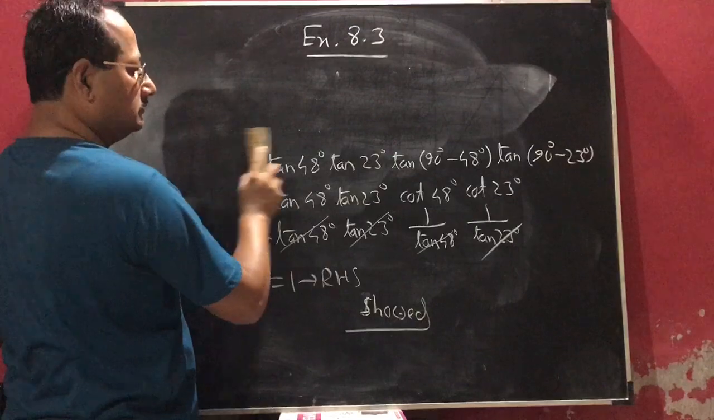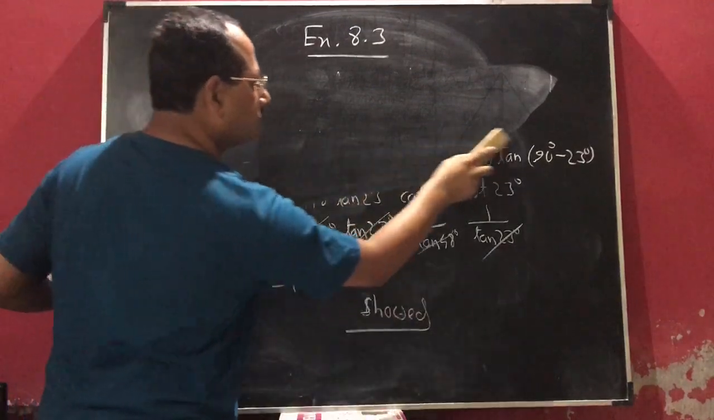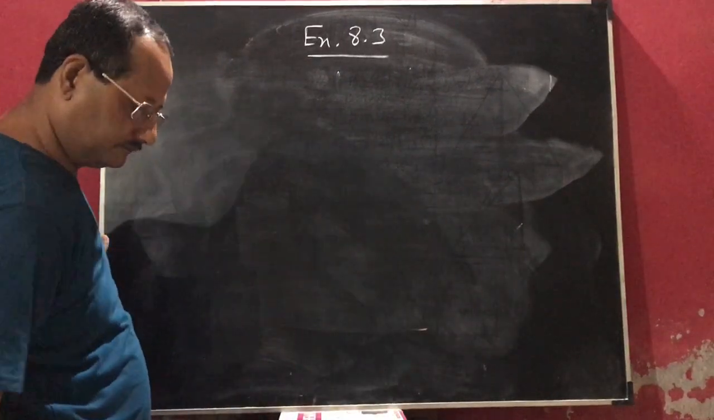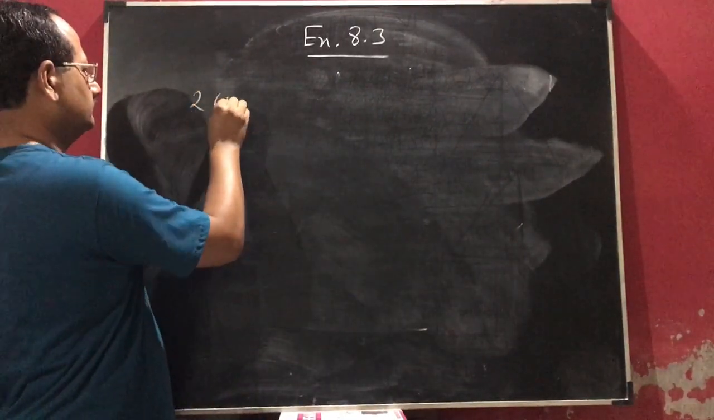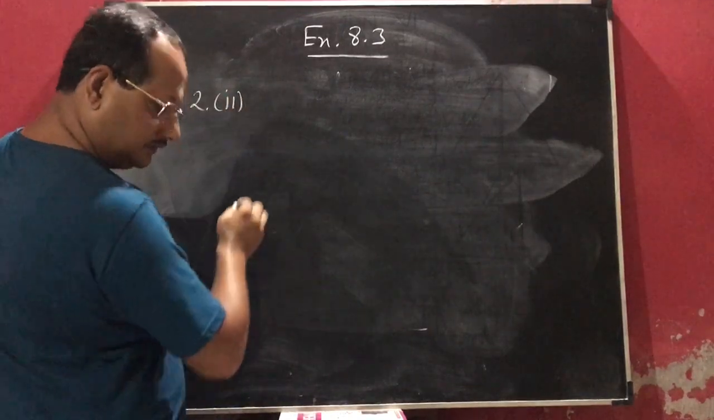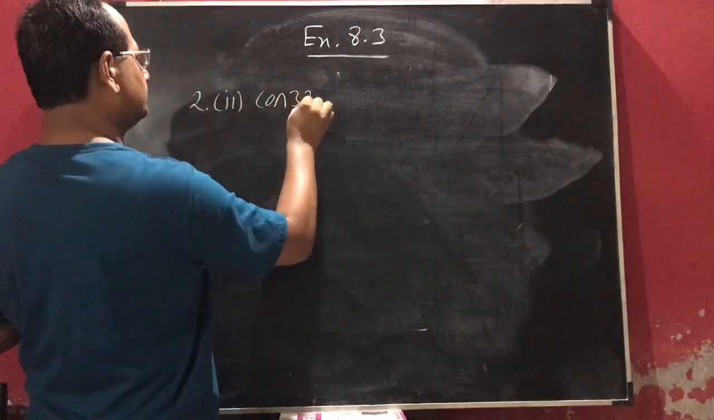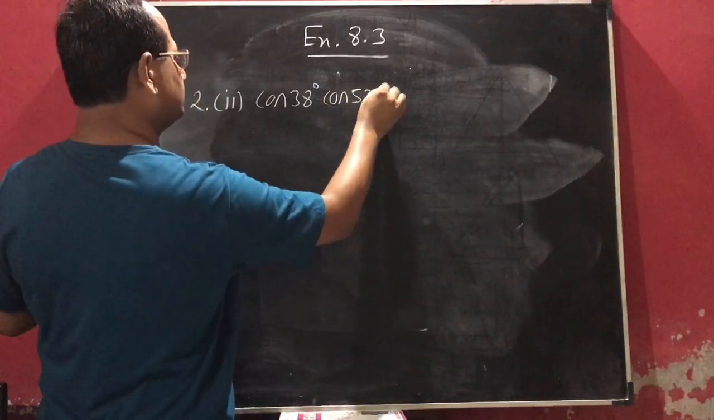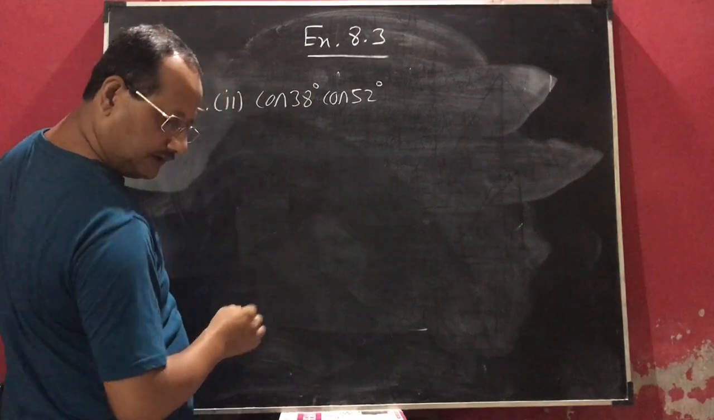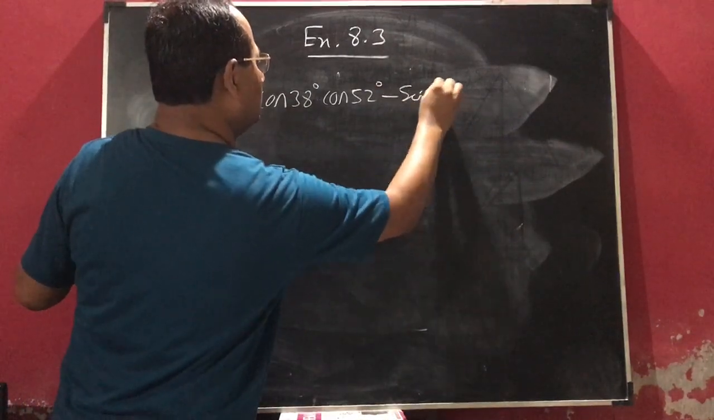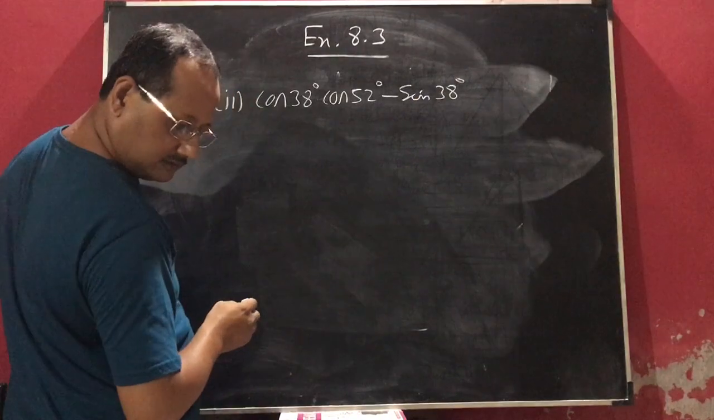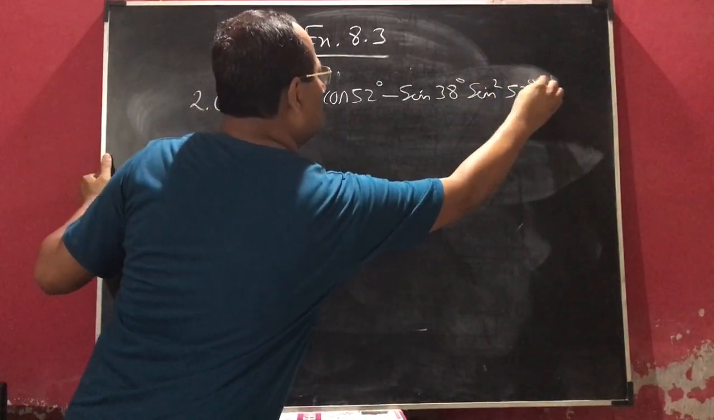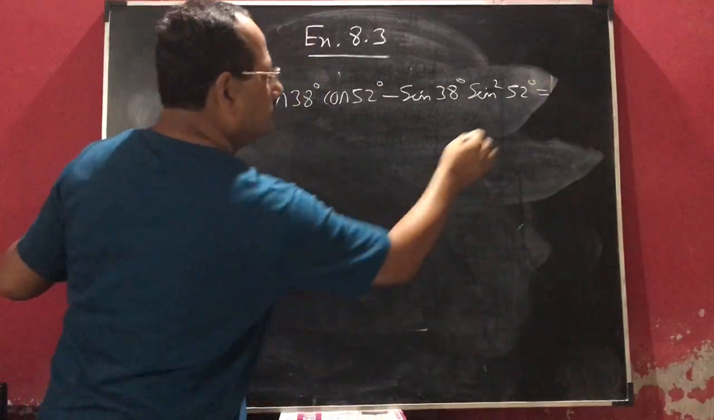Consider question number 2: cos 38 degrees, cos 52 degrees minus sin 38 degrees, sin 52 degrees equals 0.